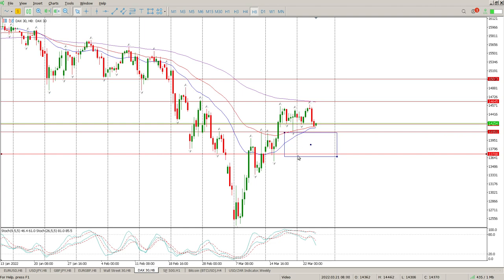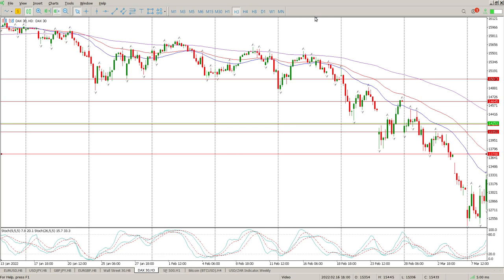So I'm deliberately a little bit conservative on the measured move targets because I prefer the target to be hit exactly and to take profit. So a break of 14,100, you're looking for a move down to 13,700. That's kind of the bigger picture at the moment.